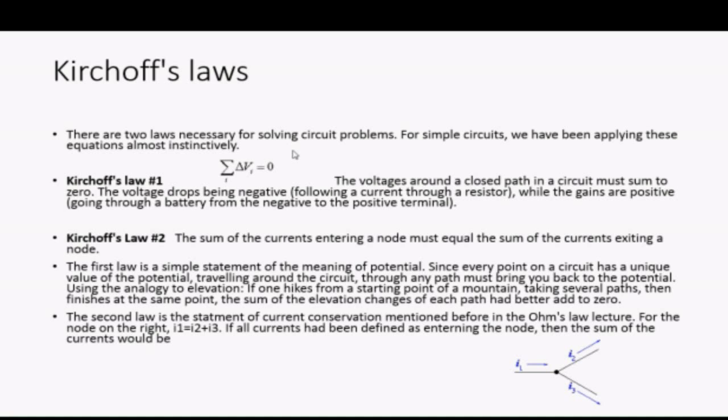For the node on the left, on the right side, we can see that the I1 current is entering the node and the I2 and I3 currents are going out of the node. So the relationship is simple, and it states that I1 is equal to I2 plus I3.